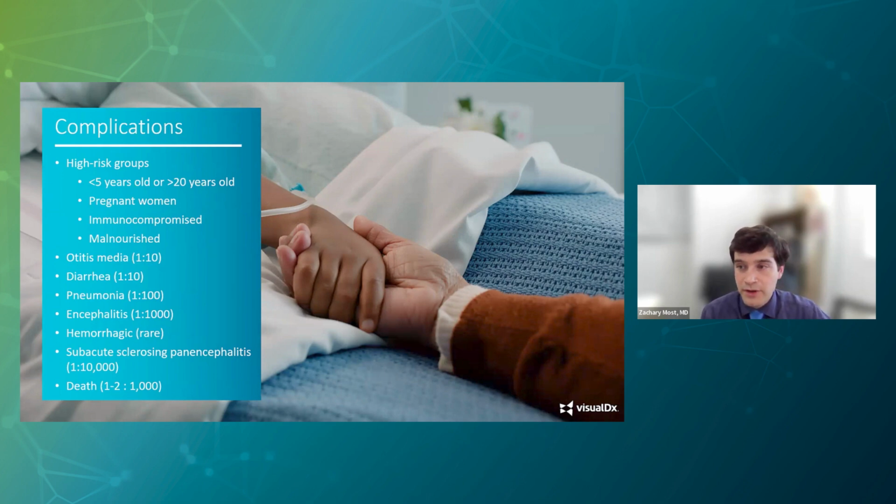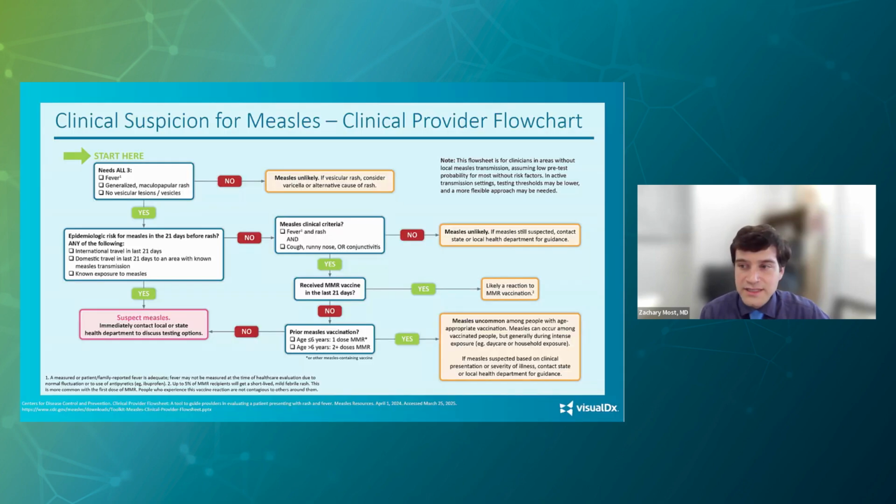Previous reports on measles outbreaks have shown that the mortality rate for measles infections is about 1 to 2 per 1,000. Although again, this is higher in areas that have a higher risk of malnutrition. The CDC has this flow chart to guide clinicians in when they should be suspicious for measles and when they may consider testing a patient for measles.